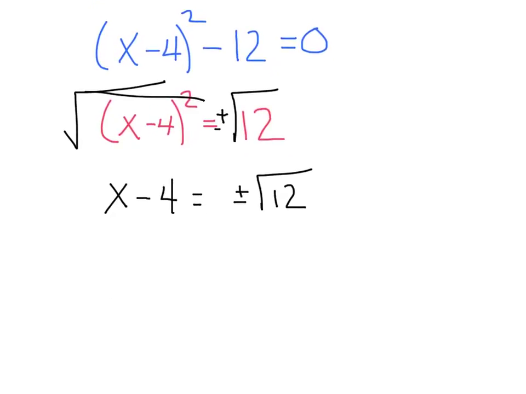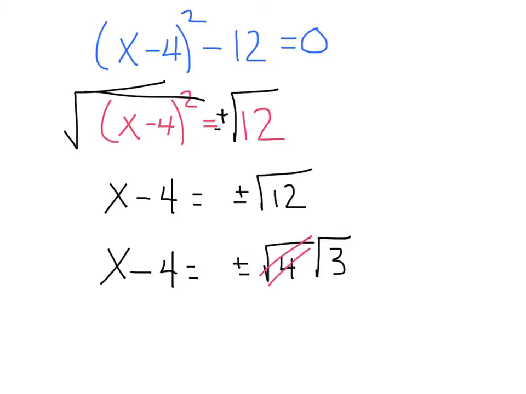Alright, now I've got to break down that radical. It's not simplified yet. So I get plus or minus radical 12 is really radical 4 times radical 3. And the radical 4 turns into the number 2. So x minus 4 equals plus or minus 2 radical 3.